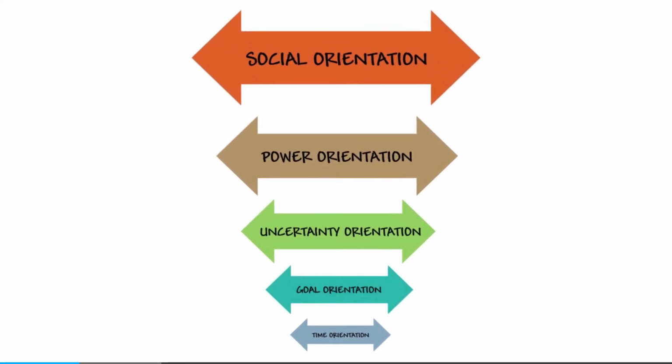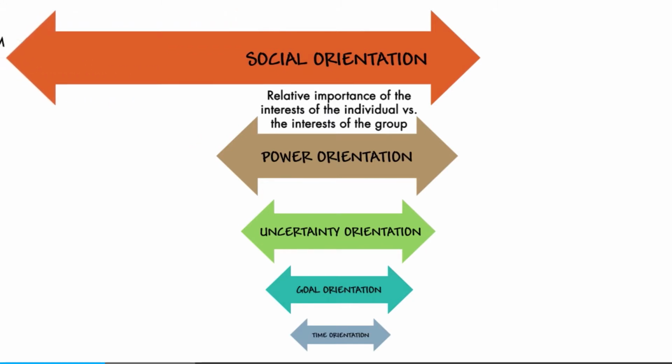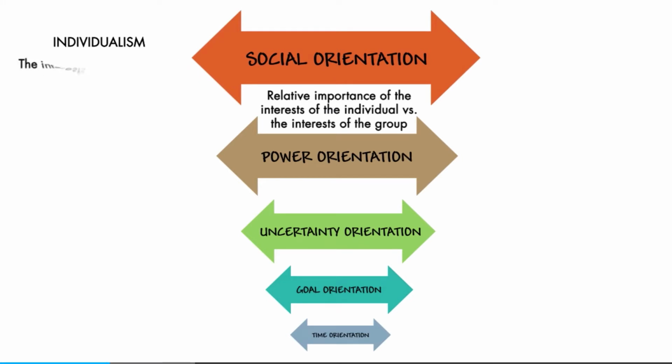Social orientation refers to a person's beliefs about the relative importance of the individual versus groups to which that person belongs. At one end of the scale, we find cultures that focus on individualism, where the interests of the individual take precedence. People in the U.S., United Kingdom, Australia, and Canada tend to be very individualistic. Employees in these countries often respond favorably to rewards based on their individual performance.